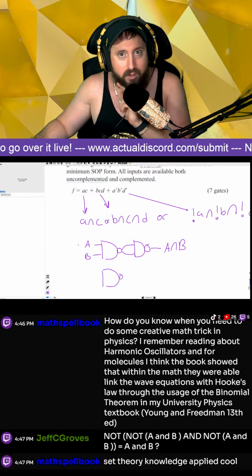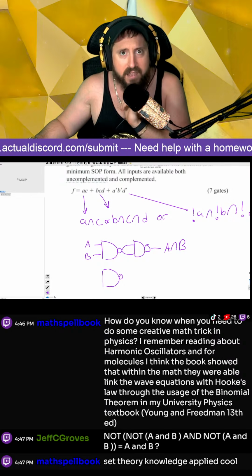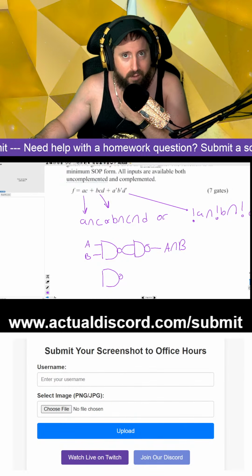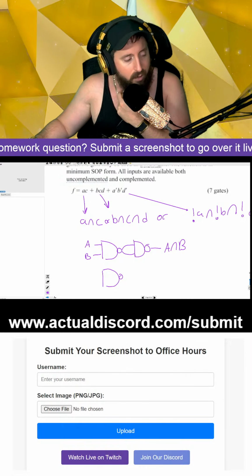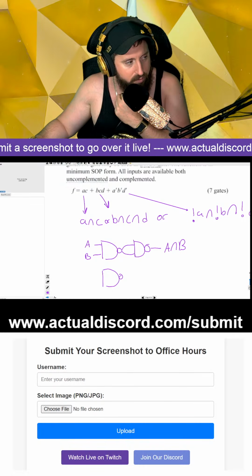Creative math tricks. Usually they'll say like, there's some hint at what it is. Yeah, with oscillators, there's cool things. Young and Friedman's a great textbook. I agree too. A lot of the time, a good textbook should show you what the math tricks are. They shouldn't just say, "Oh, it's obvious," and then it does this.